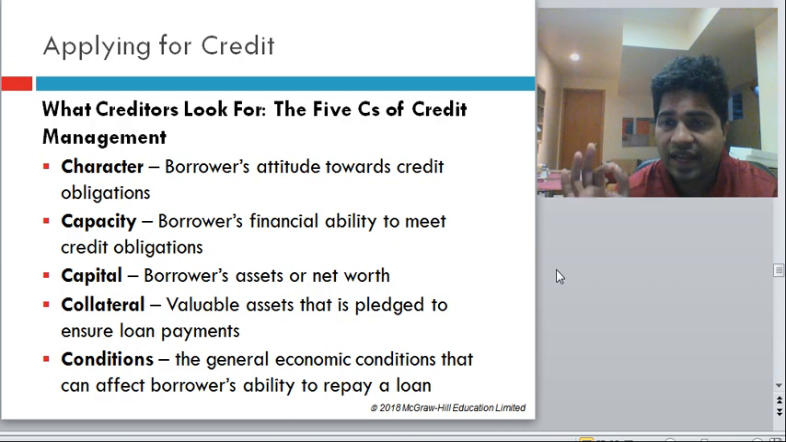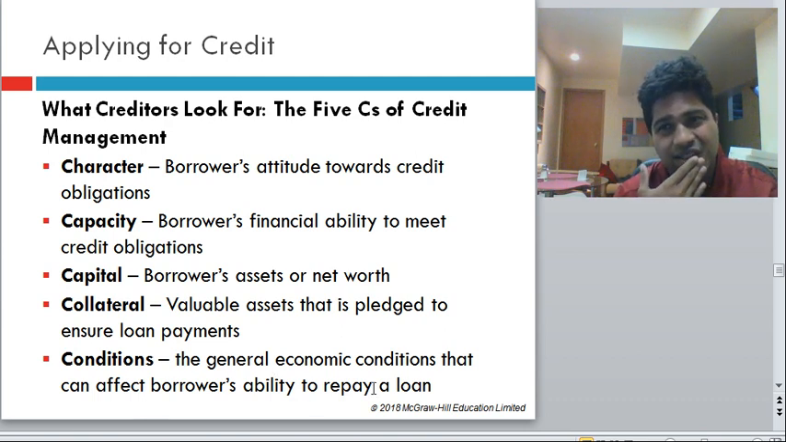So these are the 5 C's that banks look at while giving you credit: your character, the borrower's attitude towards credit obligations; capacity, financial ability to meet credit obligations; capital, the assets that you have; collateral, valuable assets that are placed to ensure loan payments; and conditions, the general economic conditions in the market, and the kind of job you're working, and whether it would be impacted by the economic conditions in the market.